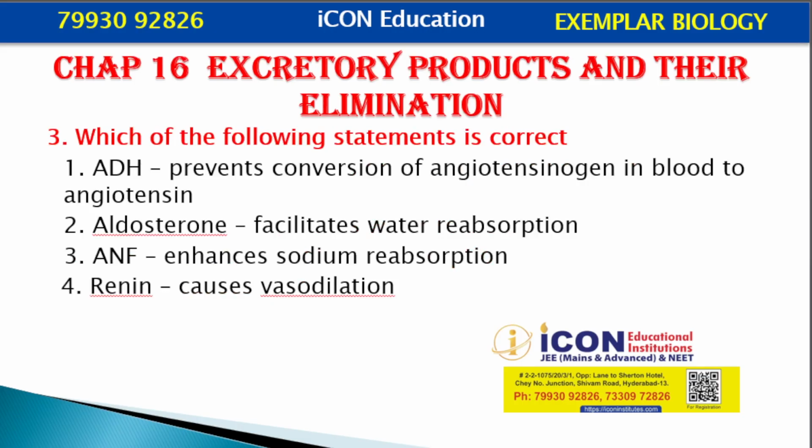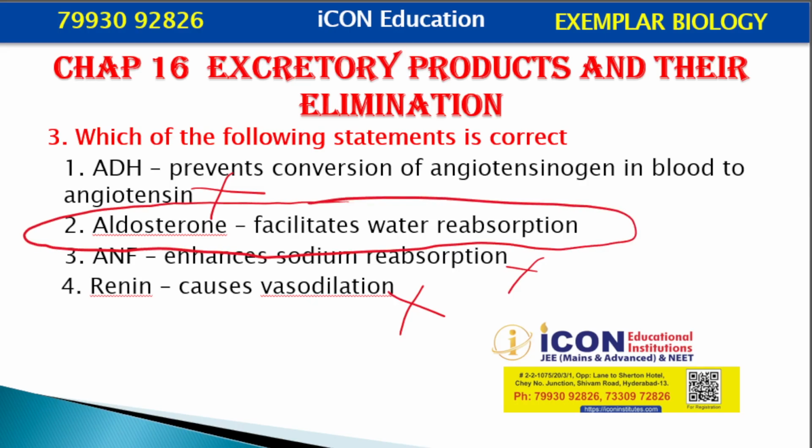Moving on, which of the following statements is correct? ADH prevents conversion of angiotensinogen in blood to angiotensin. Aldosterone facilitates water reabsorption. ANF enhances sodium reabsorption. Renin causes vasodilation. ADH preventing conversion is wrong. Angiotensinogen is converted into angiotensin 1 not by ADH, but by renin. Renin causing vasodilation is wrong. ANF enhancing sodium reabsorption is wrong, that is aldosterone. The only answer we have is that aldosterone facilitates water reabsorption.